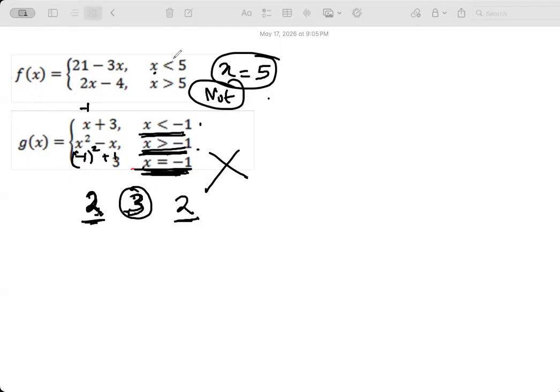Similarly for 5, less than 5 is okay, you can evaluate this and see. Greater than 5, evaluate this and see. If they both are equal, fine. But equal to 5 is not even defined. So it's not continuous. Make sense?